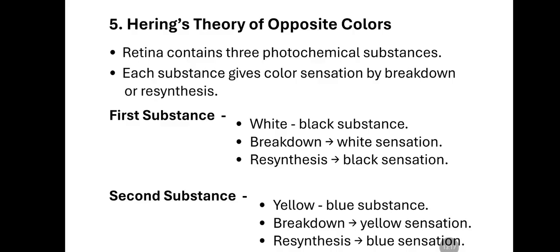Hering theory of opposite colors. Retina contains 3 photochemical substances. Each substance gives color sensation by breakdown or resynthesis. First substance, white-black substance. Breakdown, white sensation. Resynthesis, black sensation.